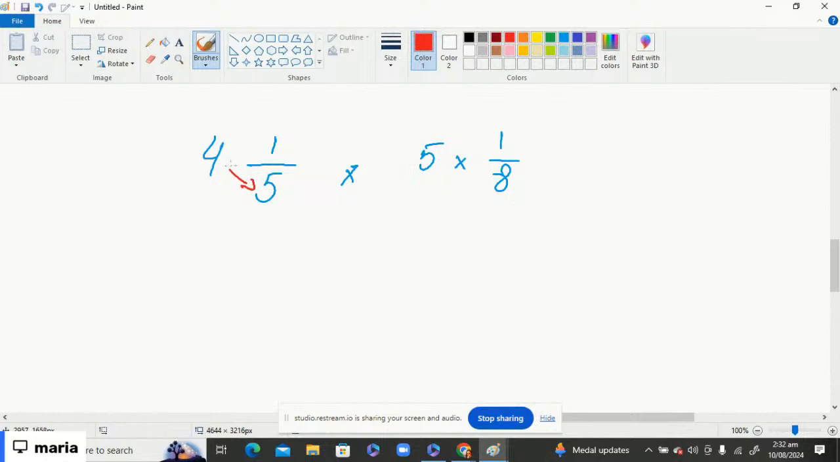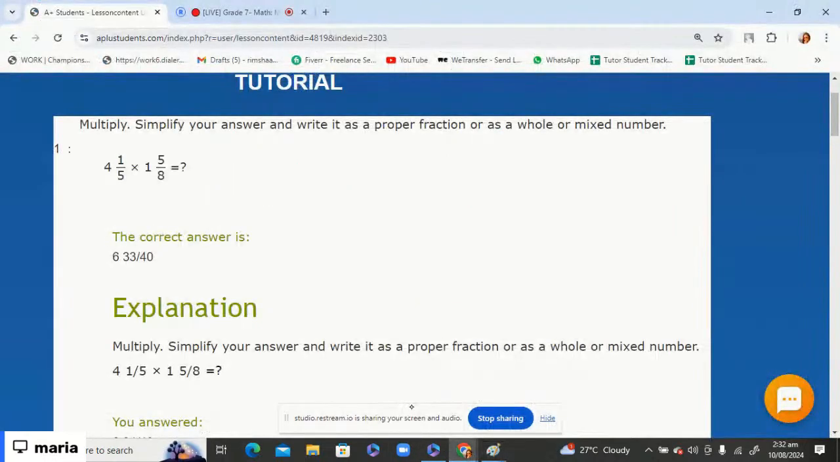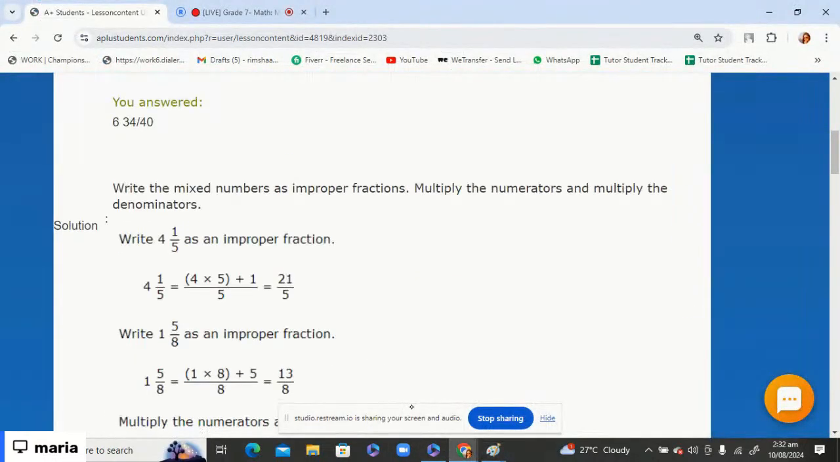Just simply multiply these two numbers and add up with this. Multiply these two numbers and add up with this. Understand? So we are going to multiply 5 with the 4. So 5 times 4 is 20 plus 1 is 21 over 5 times 8, 40. 40 plus 1 is 41 over 8. Now this is the first step that we are doing.